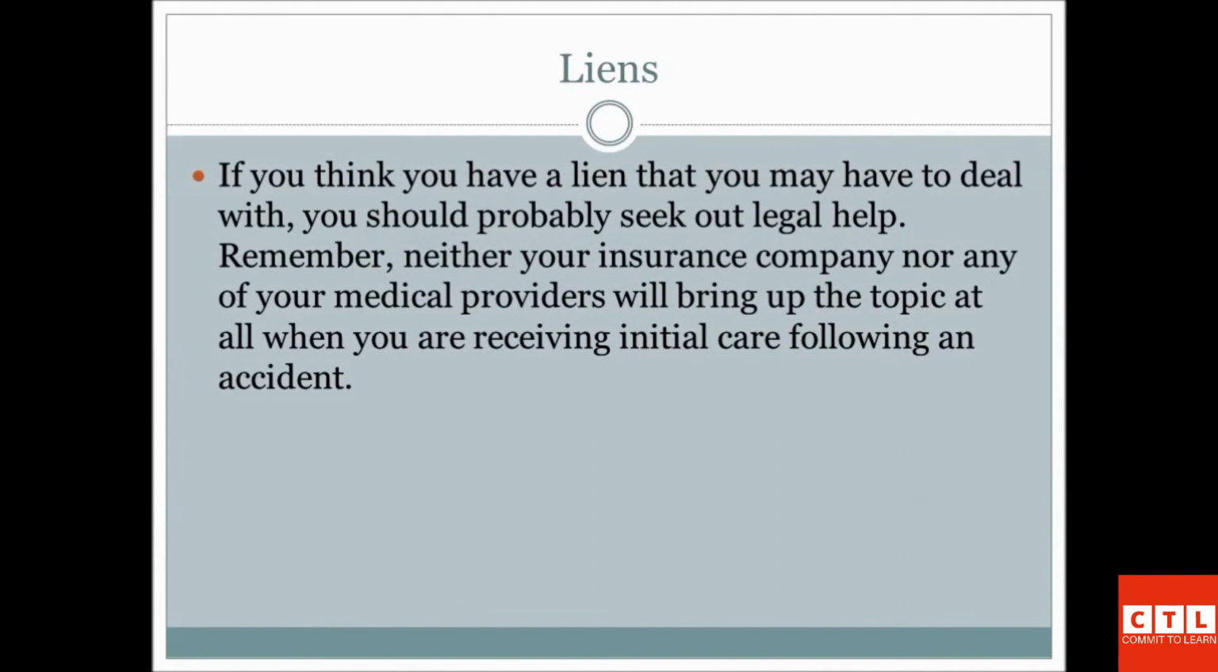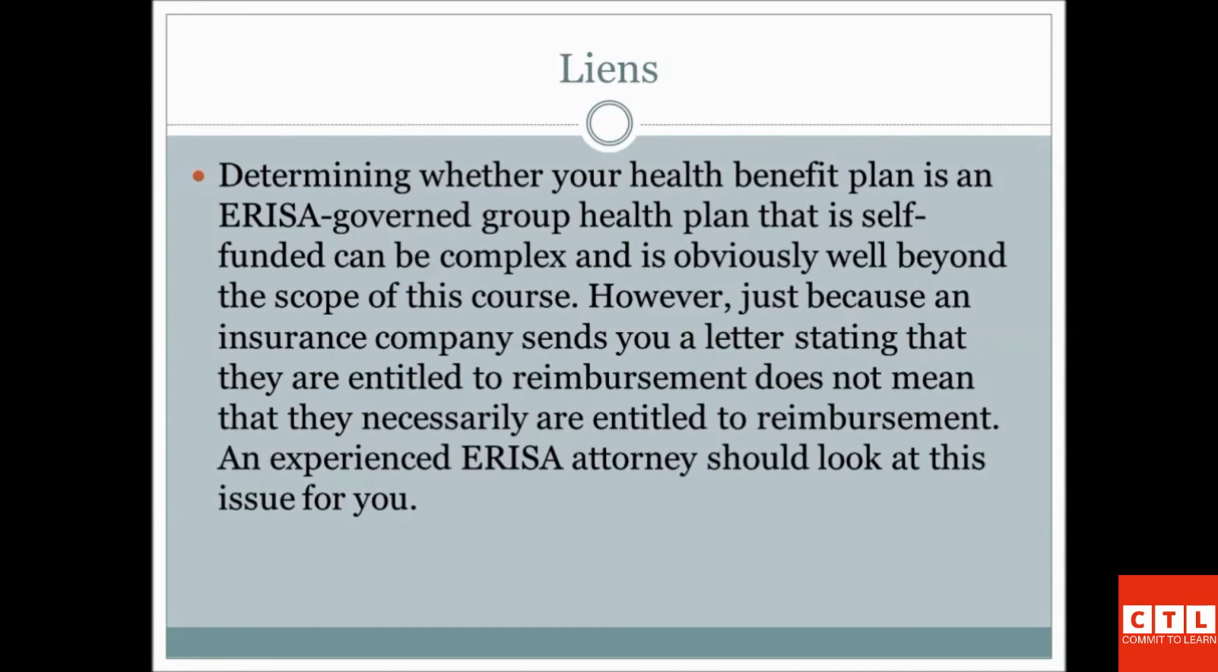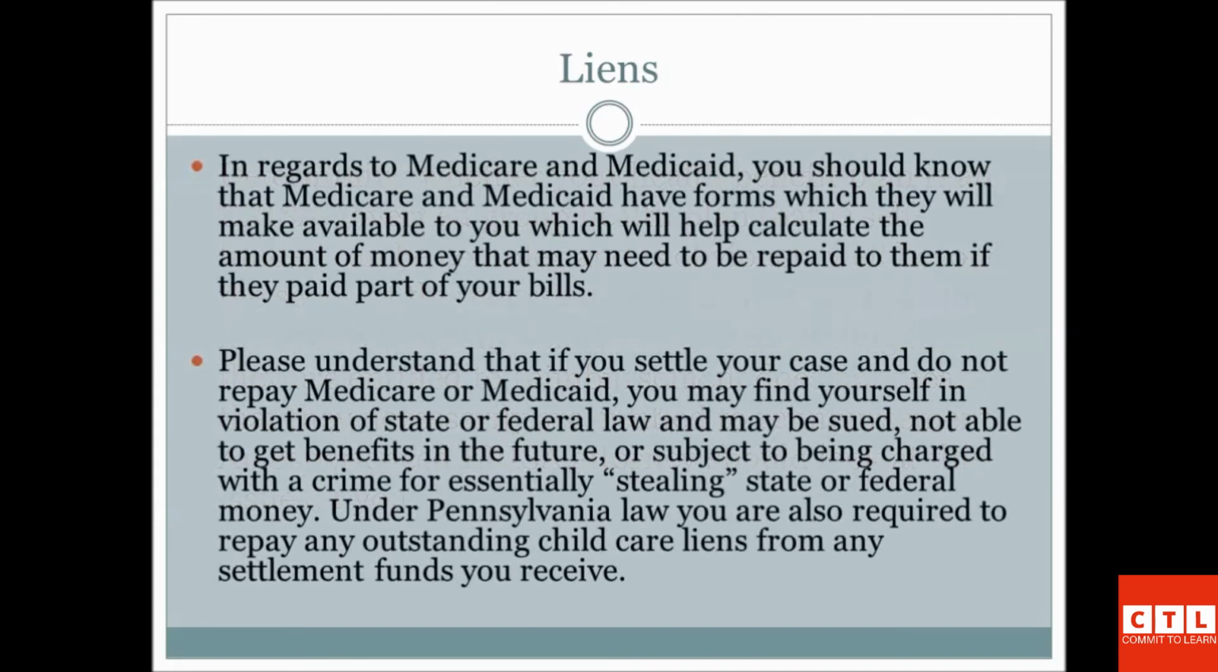You may have a lien against your case if any of your medical bills were paid by Medicare or Medicaid, or if your bills were paid under an ERISA-governed group health benefit plan that we talked about before, that is a self-insured plan. If you were injured on the job and you received workers' compensation benefits, either for health benefits or for wage loss, your workers' comp carrier has a subrogation lien against your personal injury settlement or the jury verdict that you've obtained from the at-fault party.